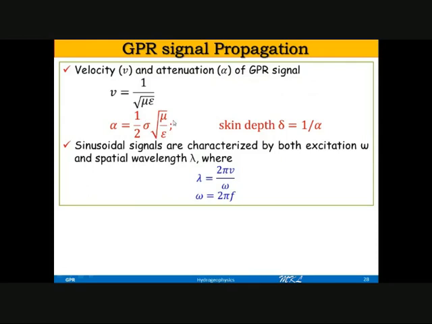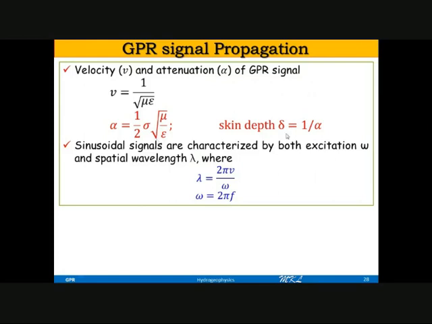Now, if you are keeping this mu and epsilon constant, then if sigma is higher, then attenuation will be more. So, comparing seawater to fresh water, the attenuation in the seawater will be more. Attenuation of the GPR signal in seawater will be more, because almost all the signal will be absorbed by the seawater, whatever you are sending from the GPR transmitter. From fresh water, there is a chance of getting back the receiver signal.